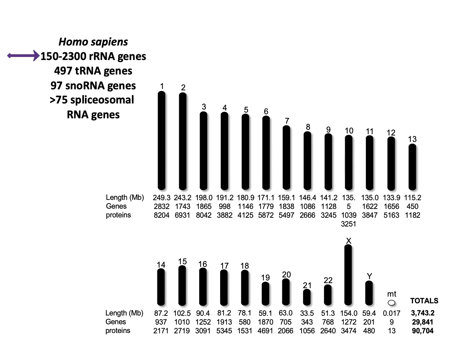There are between 150 and 2,300 ribosomal RNA genes, 497 tRNA genes, 97 snoRNA genes, small nucleolar RNAs, which process the ribosomal RNAs as well as other RNAs, and greater than 75 spliceosomal RNA genes for splicing. And splicing turns out to be very important in the human genome.